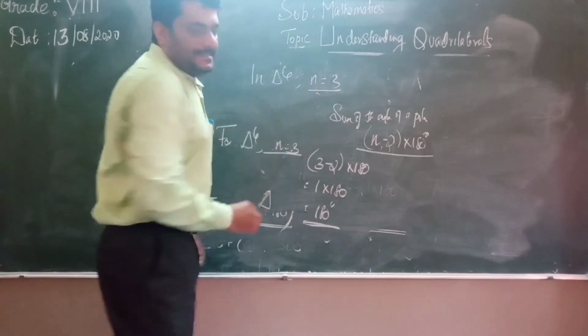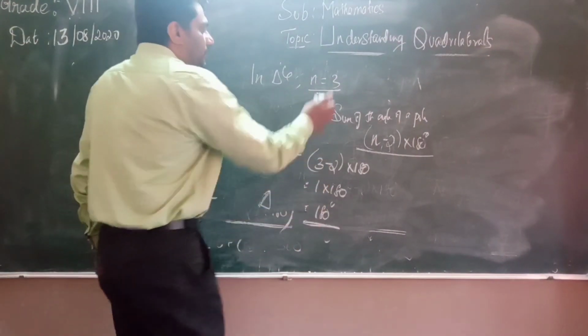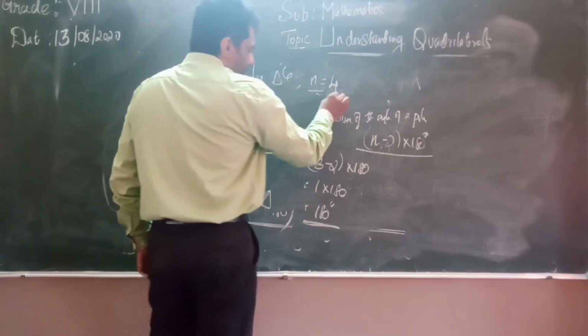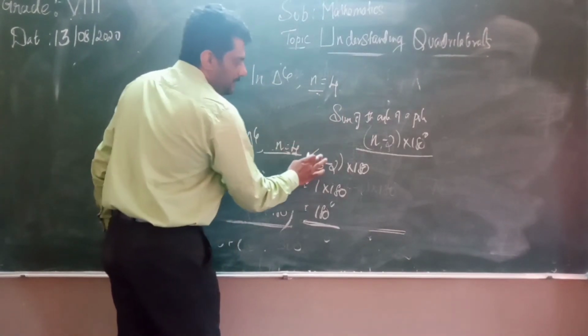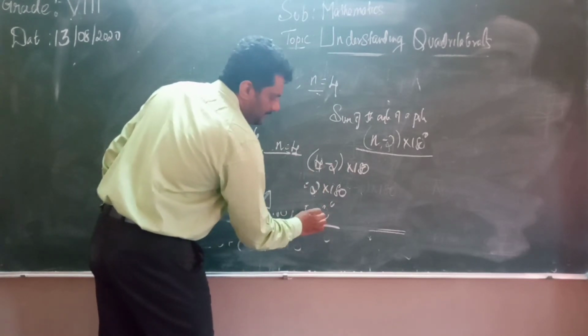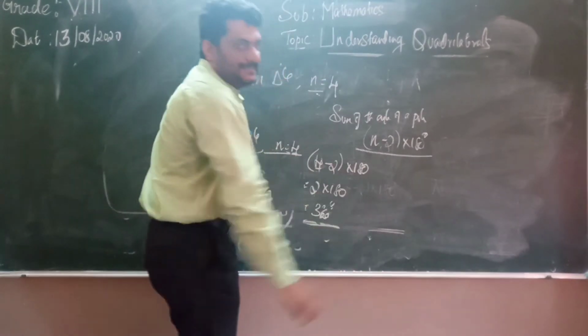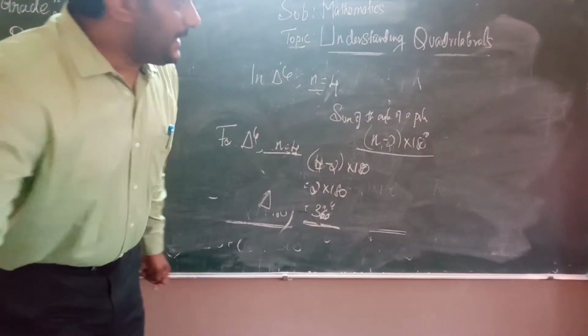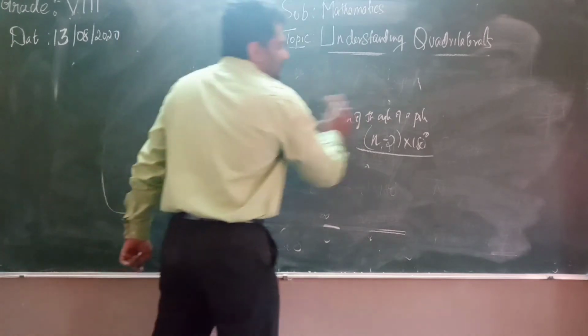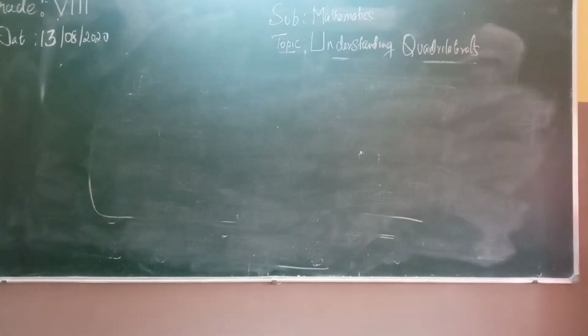If you apply the same thing for a quadrilateral, 4, right? This 4, this 4, this 2, you get here 360. Similarly, you can find for pentagon, hexagon, everything you can find.